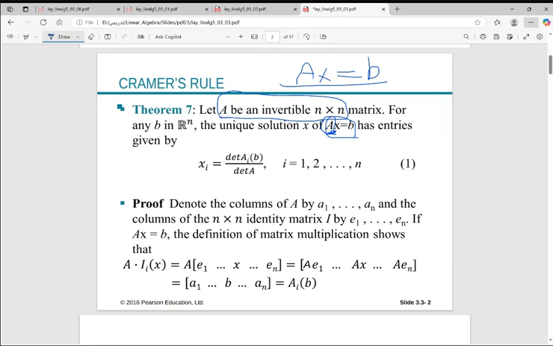What is the value of X? We know Ax equals B. The value of X is A inverse B, that is A minus 1 times B. Right, yes.